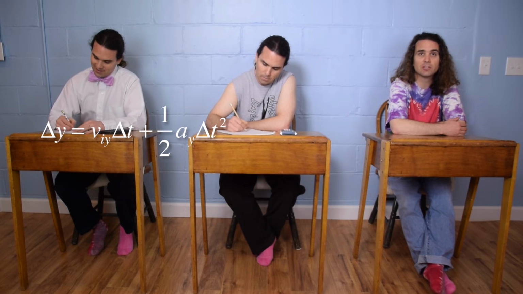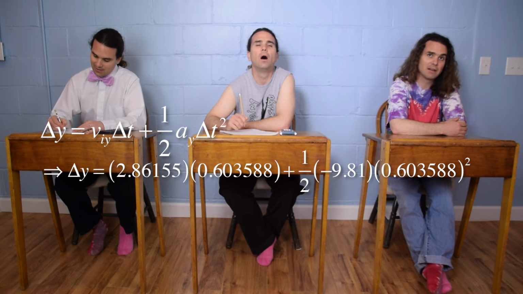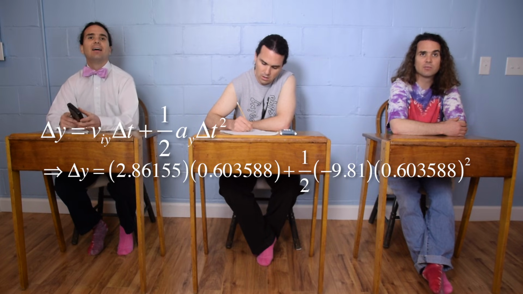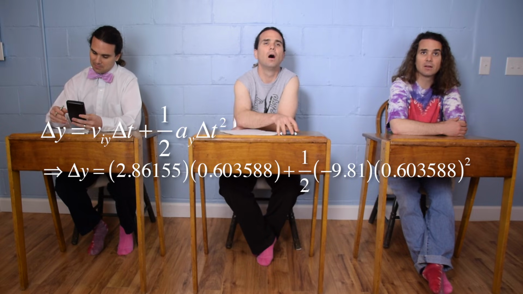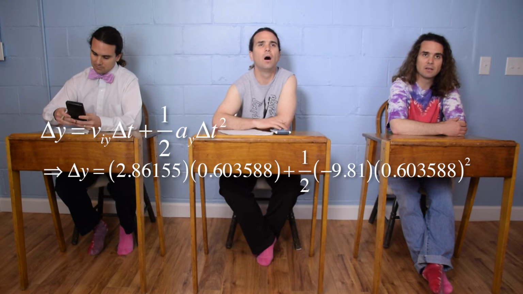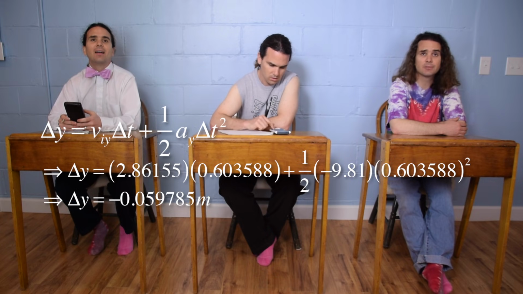Bo? Because the acceleration in the y direction is constant, we can use the uniformly accelerated motion equations. So the y displacement equals the initial velocity in the y direction times the change in time plus 1/2 times the acceleration in the y direction times the change in time squared. Plugging in numbers gives us 2.86155 times 0.603588 plus 1/2 times negative 9.81 times 0.603588 squared, which works out to be negative 0.059785 meters.